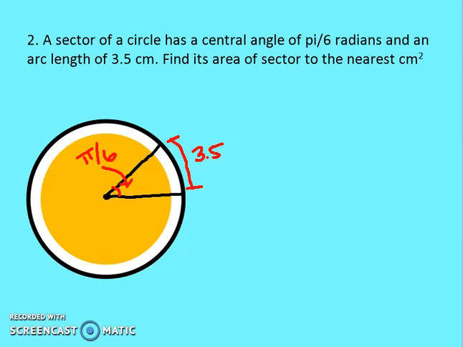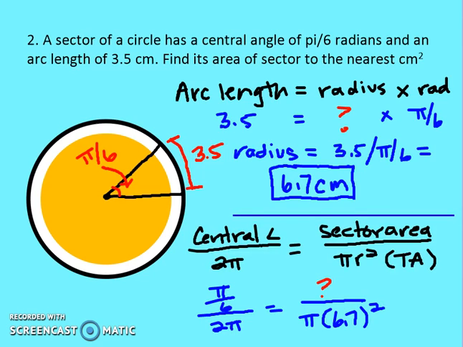Problem number 2. A sector of a circle has a central angle of pi divided by 6 radians and an arc length of 3.5 centimeters. We want to find the area of the sector to the nearest centimeter. Again, we're going to use the formula arc length is equal to radius times the radians. We're given the arc length of 3.5 centimeters. We don't know what the radius is. We know the radians are pi over 6. So we're going to divide 3.5 by pi over 6 to get approximately 6.7 centimeters for the radius.